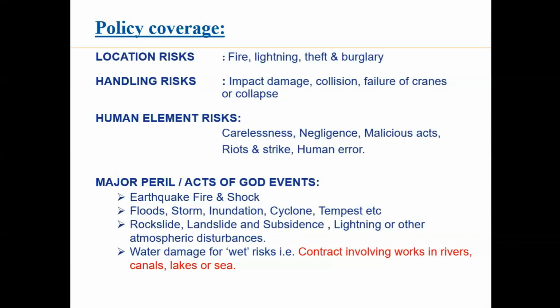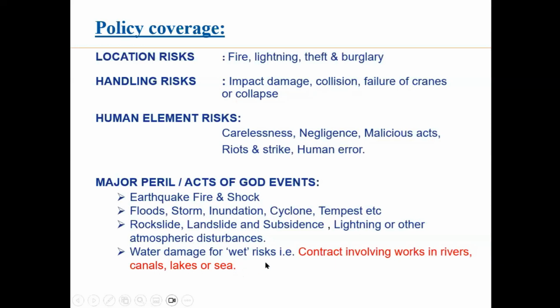Many times, insurance companies, while issuing the policy, they simply write wet works are excluded. If it is covered, then wet risk is also covered. And how do we define wet risk? It is a contract involving works in river, canal, lakes, or sea. So any works which involve working in rivers, canals, lakes, or sea fall under the category of wet works.